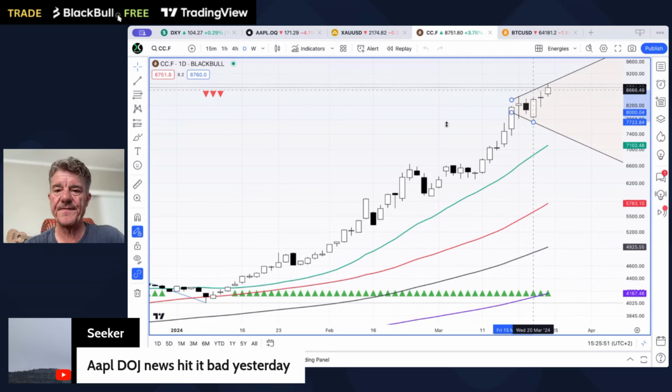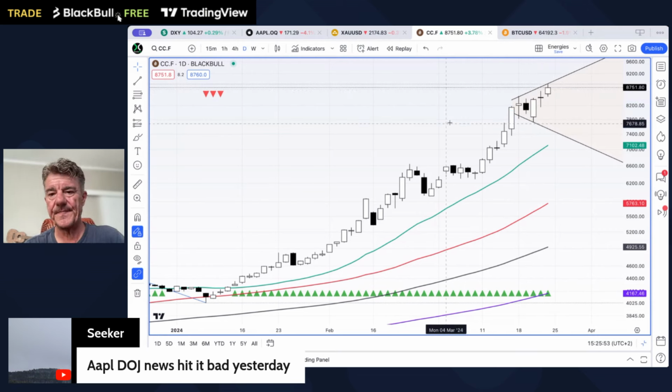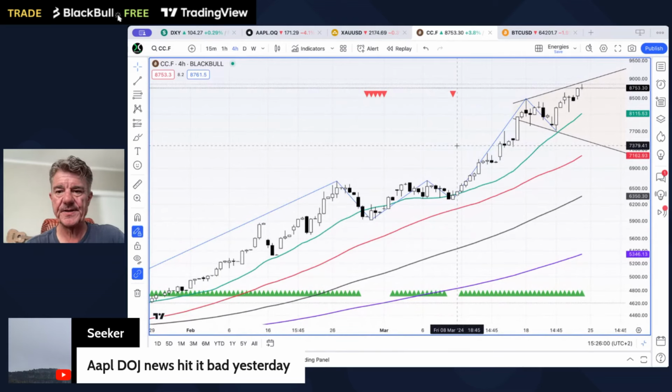We're at the top of this megaphone now. And I'm going to put this on a four-hour chart. Just for those of you trading cocoa, I'm tempted to sell this, but I can't sell it on my clients' accounts because of the way these contracts are sized and the way my clients' accounts are managed.